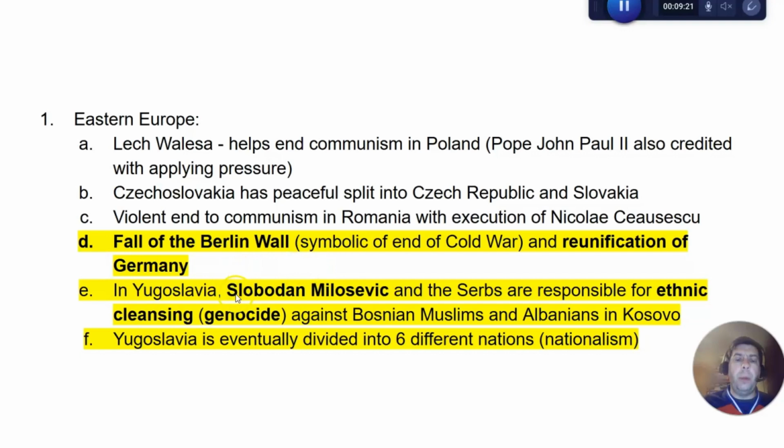If you see Slobodan Milosevic's name, you should think genocide. And then Yugoslavia is an example of nationalism dividing. We talked in class, nationalism unites like it did when Germany and Italy unified into countries, and it divides like happened with the Ottoman Empire, the Austro-Hungarian Empire, and Yugoslavia, right? When all these different ethnic groups want their own nations.